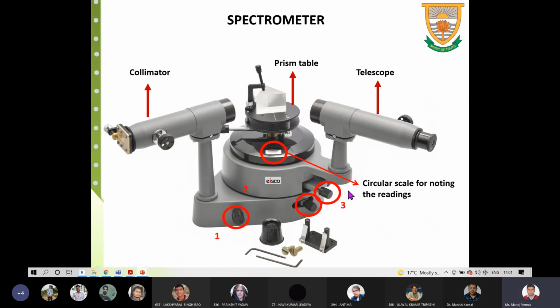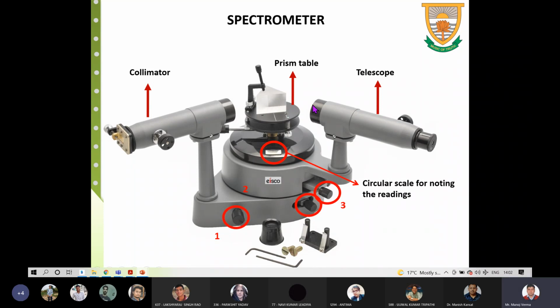In this spectrometer there is a circular scale for noting the reading, and these readings are basically the angle between the collimator and the telescope, how this angle is changing. You have to move this telescope to find either the reflected ray or the refracted ray. In the center of this telescope, you will be viewing from this end, which is called the eyepiece. From this eyepiece you will view the reflected or refracted ray from the prism.